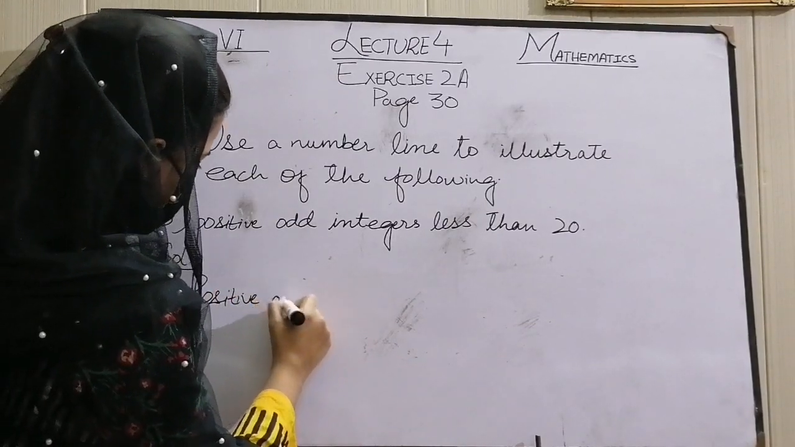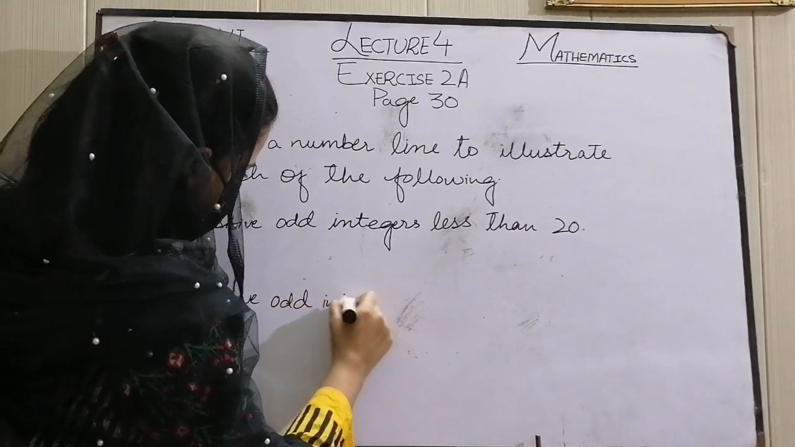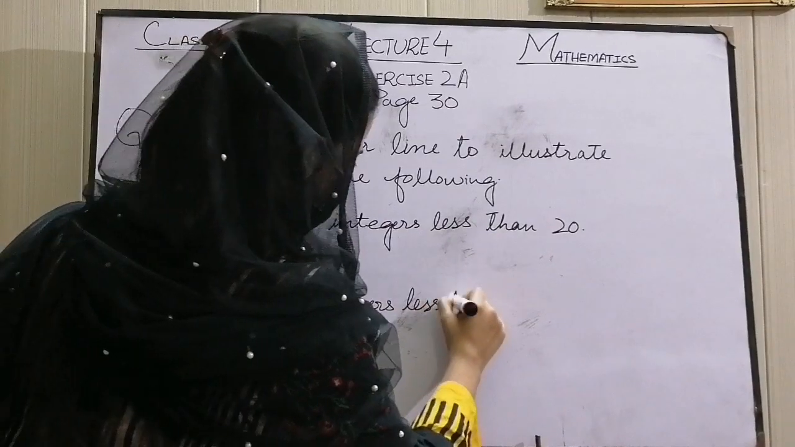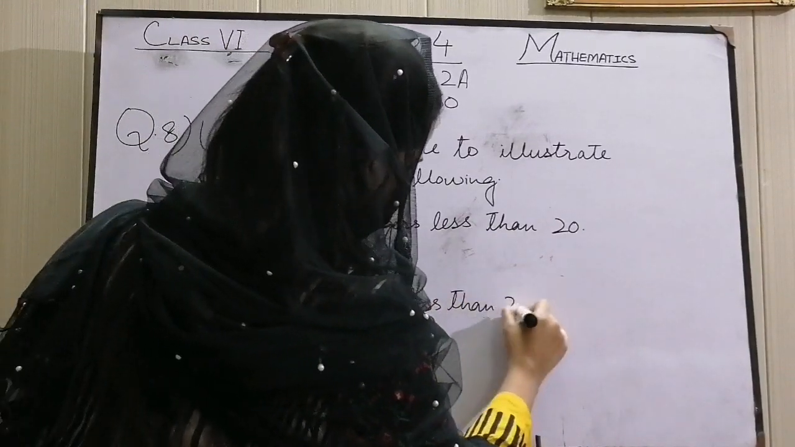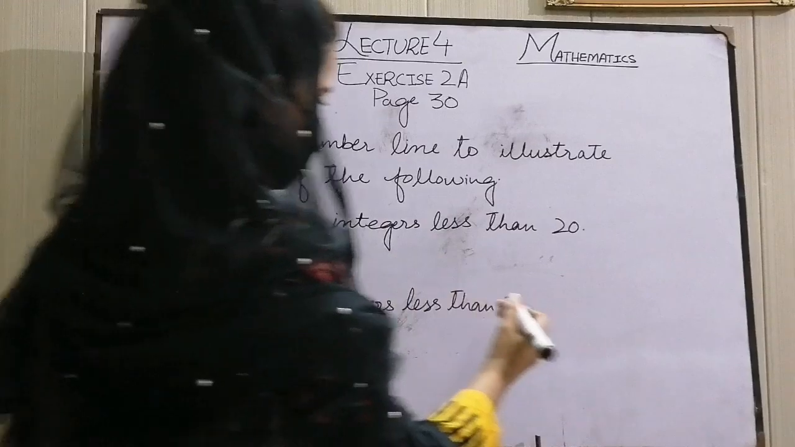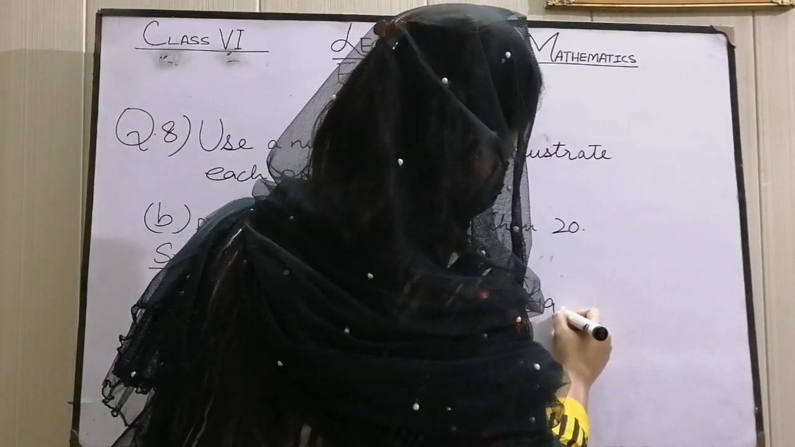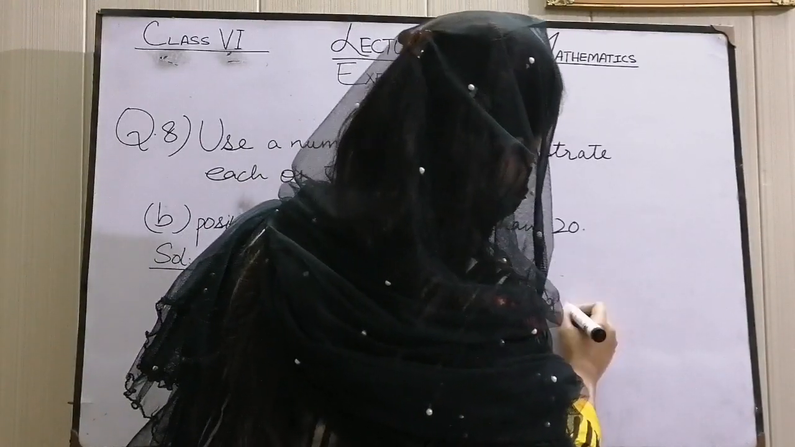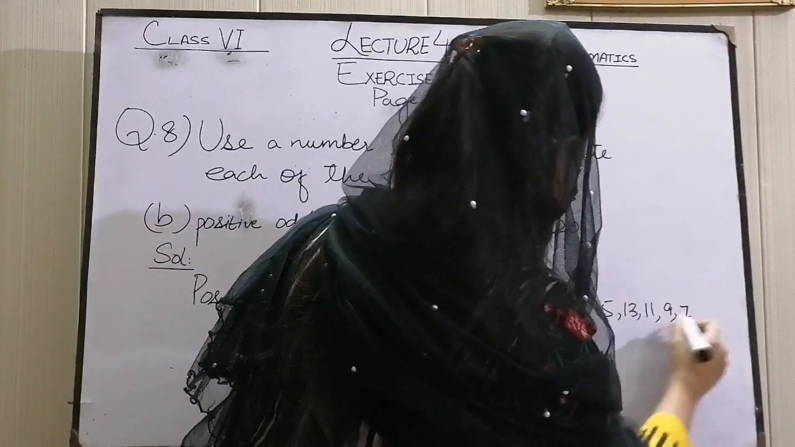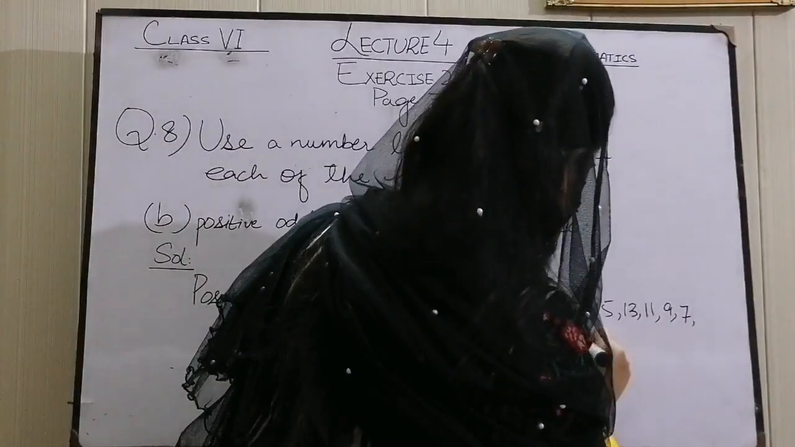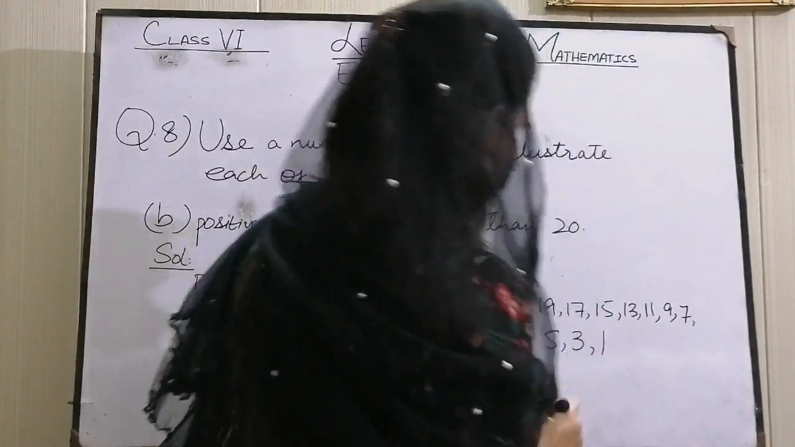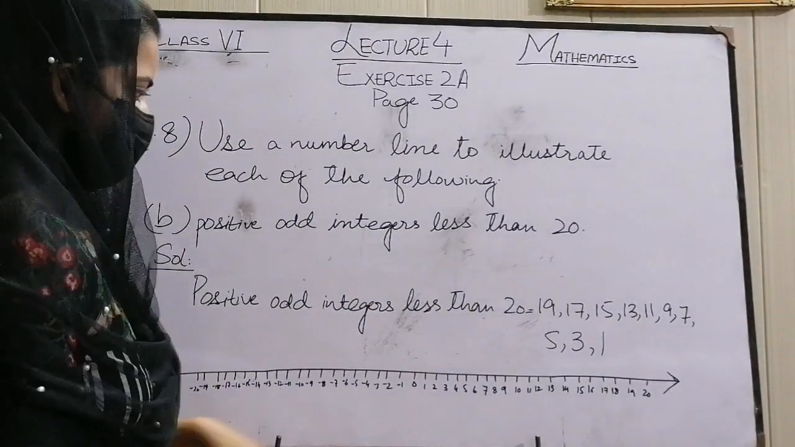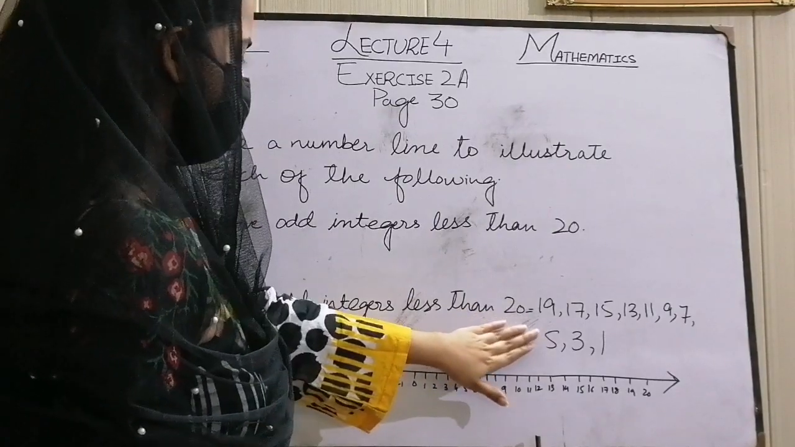Positive odd integers less than 20. Which is 19. Next would be 18, which is not odd, so we will write 17, 15, 13, 11, 9, 7, 5, 3 and 1. I have written the positive odd integers less than 20.